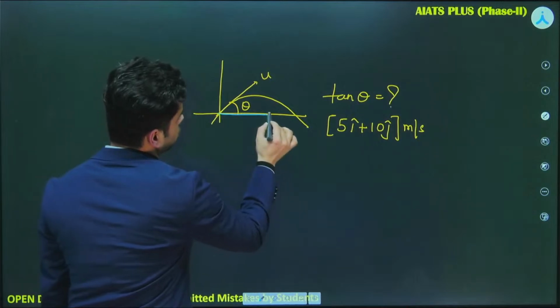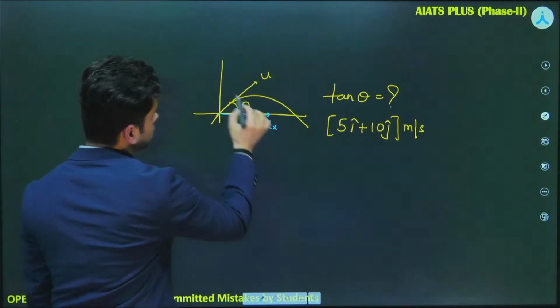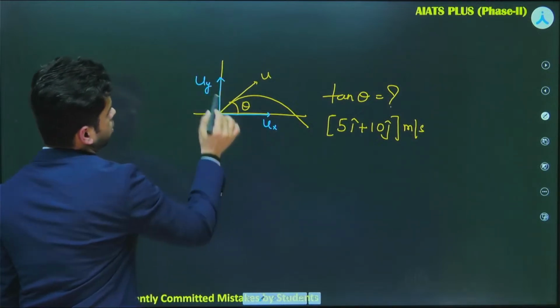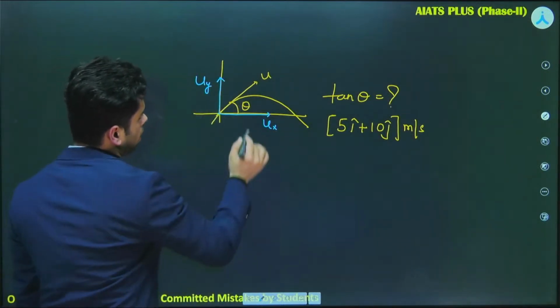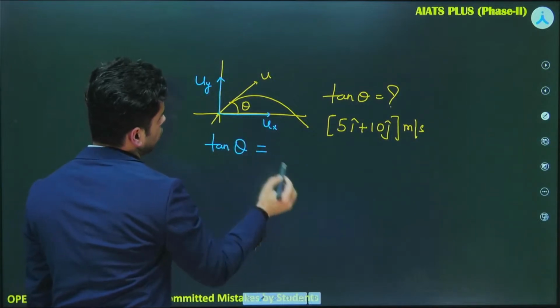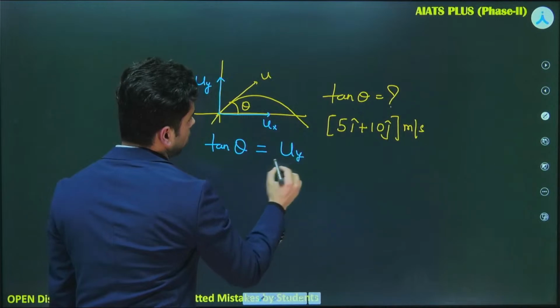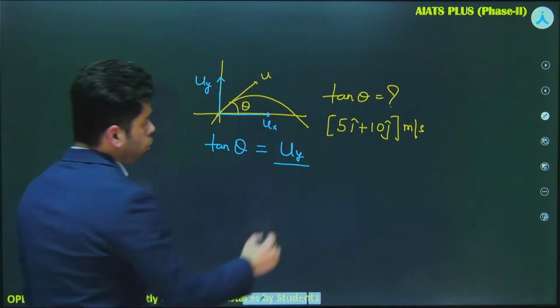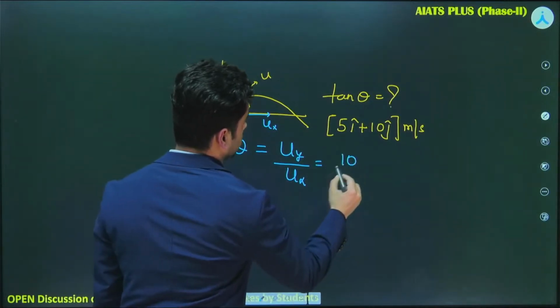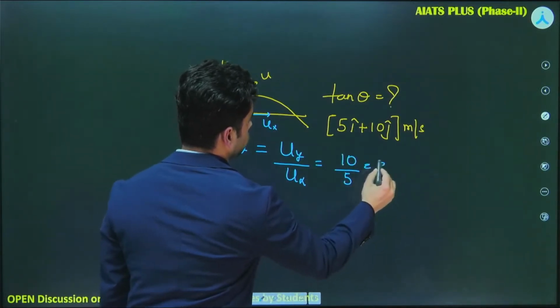So this one is ux and this one is uy. This one is ux, this one is uy. So if I try to solve this, tan of theta should be equal to uy by ux. So what is uy? Uy is 10, ux is 5. So it is equal to 2.